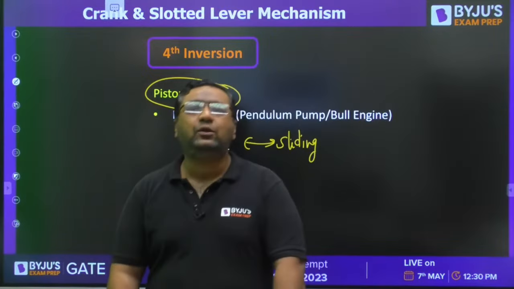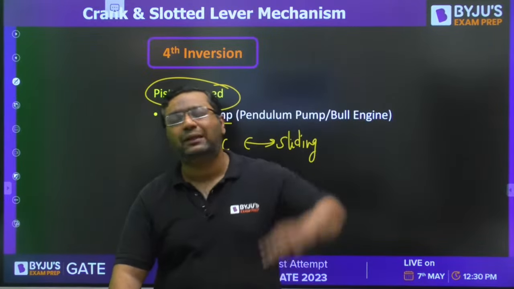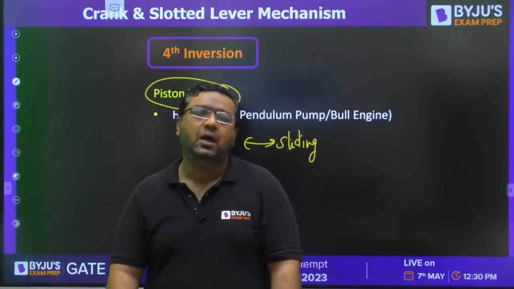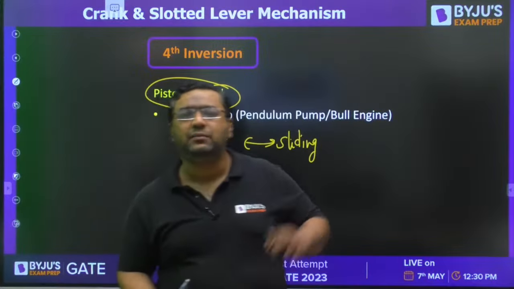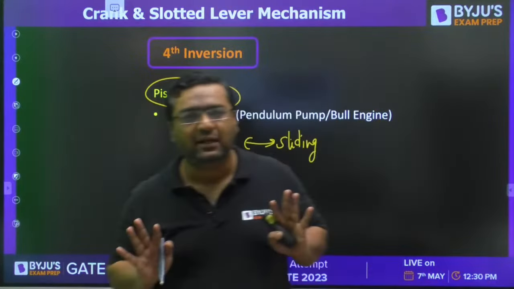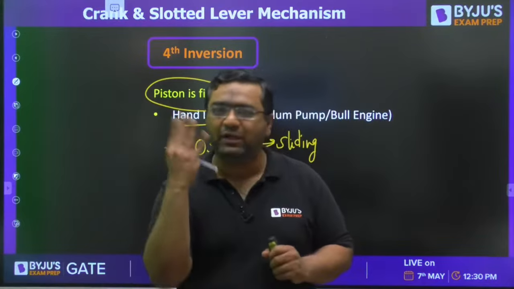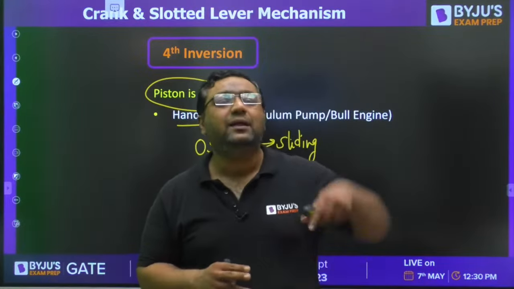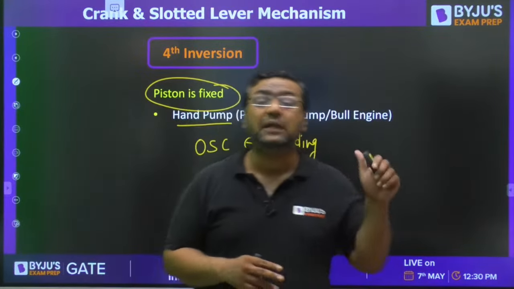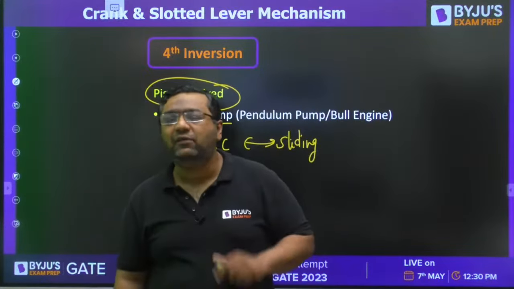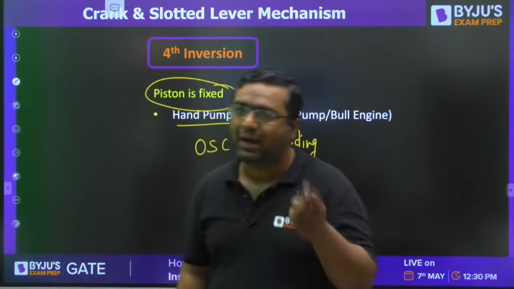And I would also like to tell you guys, when we are talking about these inversions, like simple 4-bar mechanism gives us 3 inversions. We have seen that. This mechanism gives 4 inversions. We have seen that. And the next mechanism, that is double slider crank mechanism, that will give 3 inversions, that we will see tomorrow at the same time.